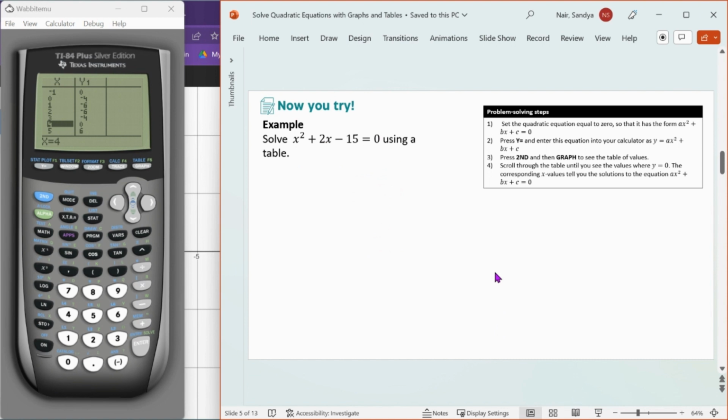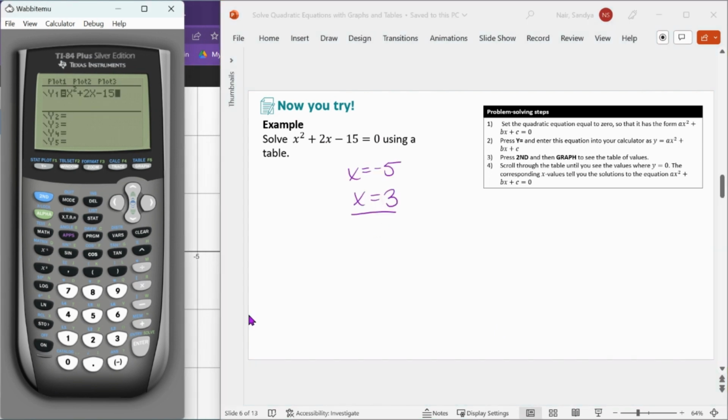So now you can go ahead and pause the video and try doing this example on your own. So I went ahead and entered this in my calculator as x squared plus 2x minus 15. So then I click second and then the graph button to see the table of values. Notice that -5, 0 is a place where y equals 0. So that gives me one of my solutions. And then if I keep scrolling, I can see that at 3, 0, I have another place where y equals 0. So x equals 3 is another solution to this equation.